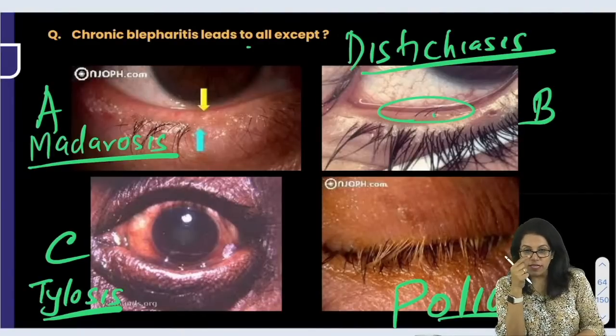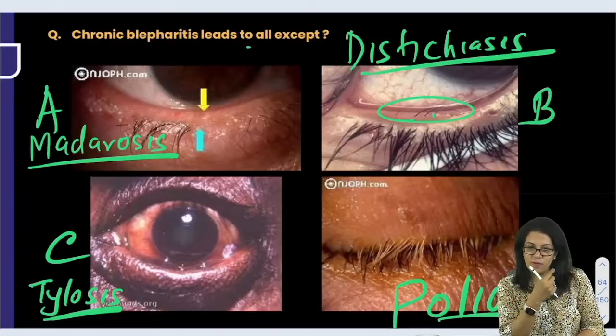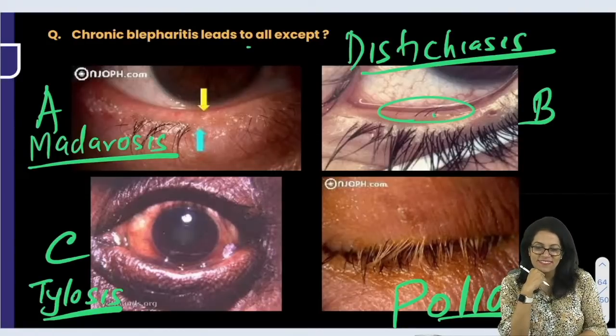It's already anterior to your grey line. We have the normal eyelashes. The only space is your posterior. So it is a double row of eyelash. Okay?